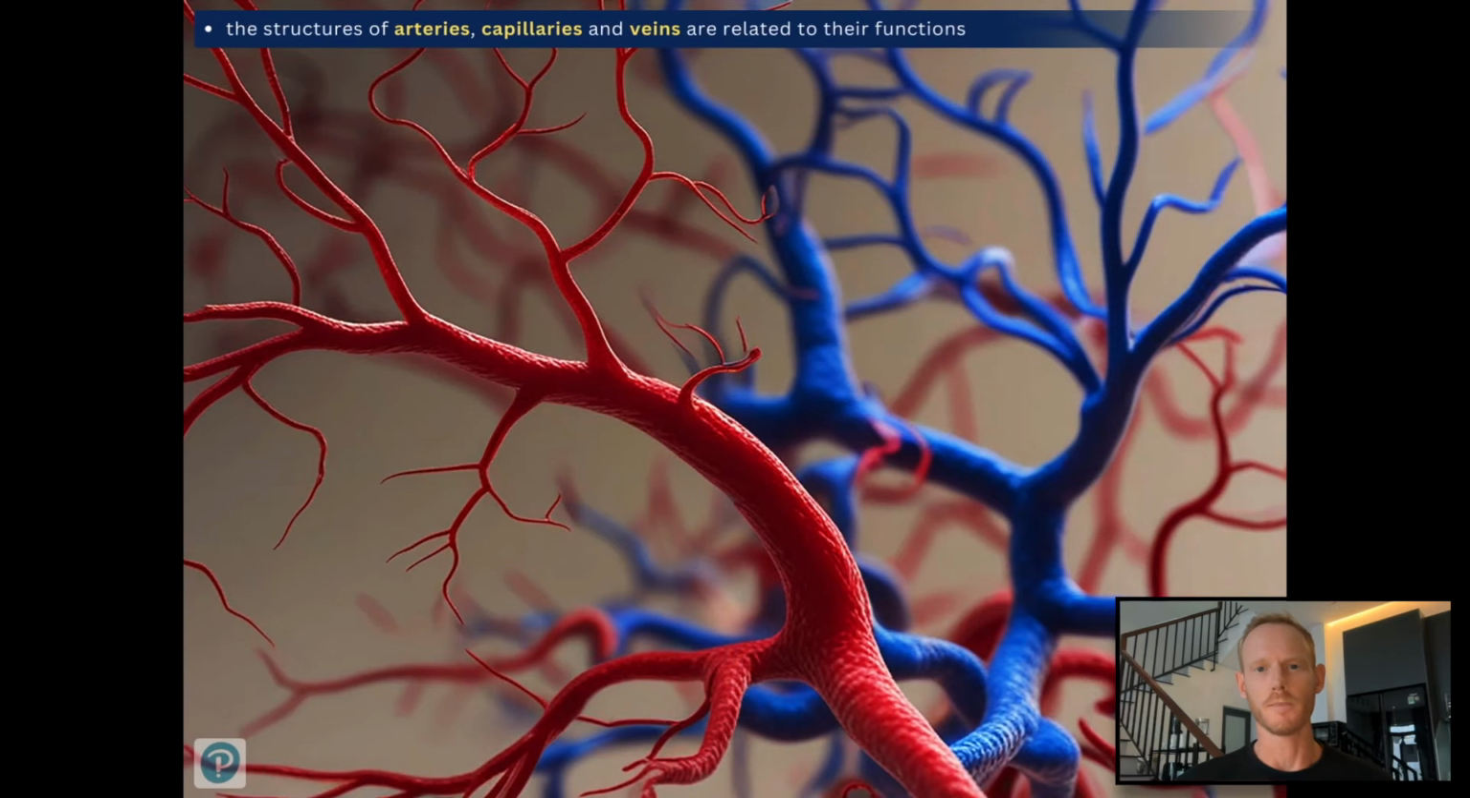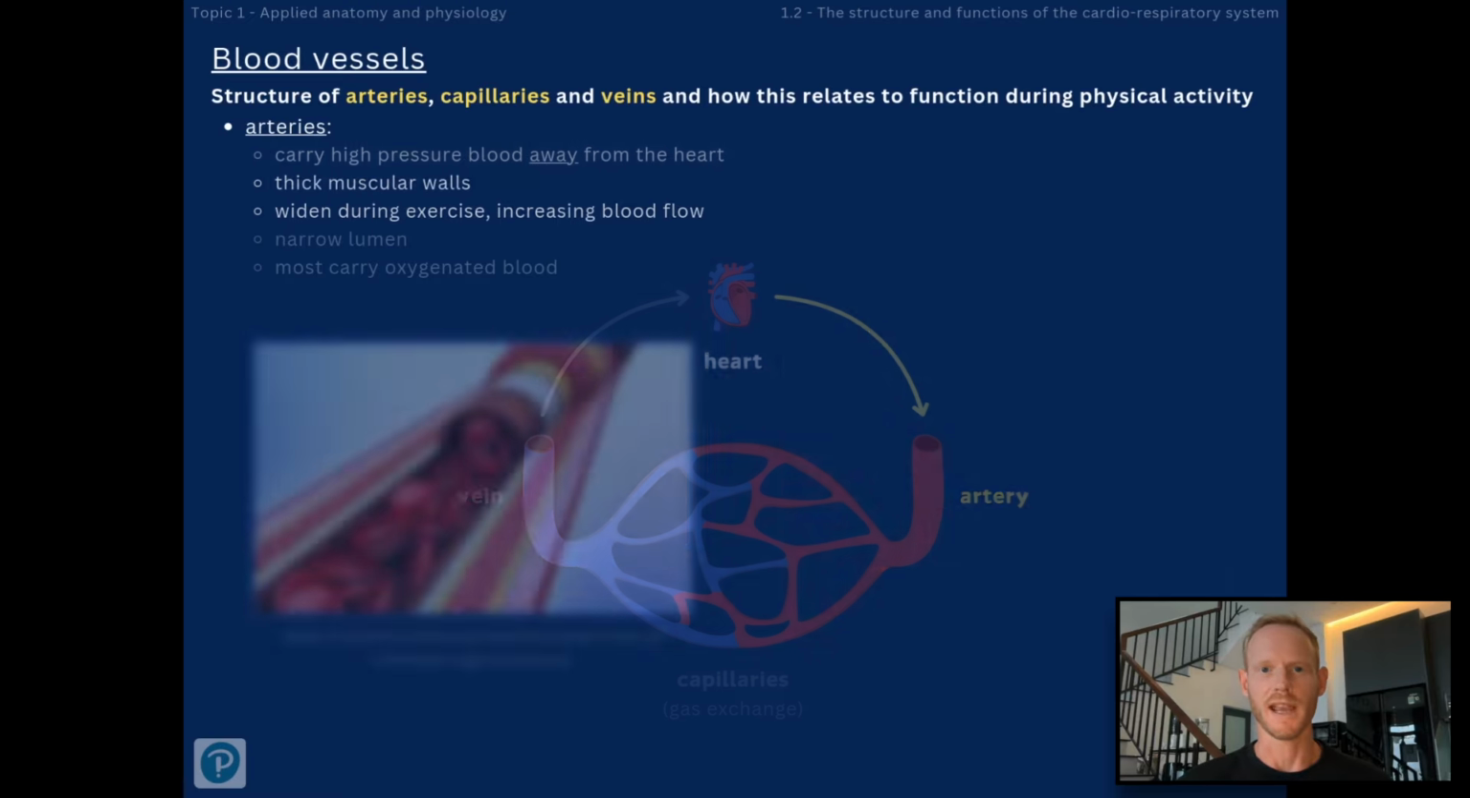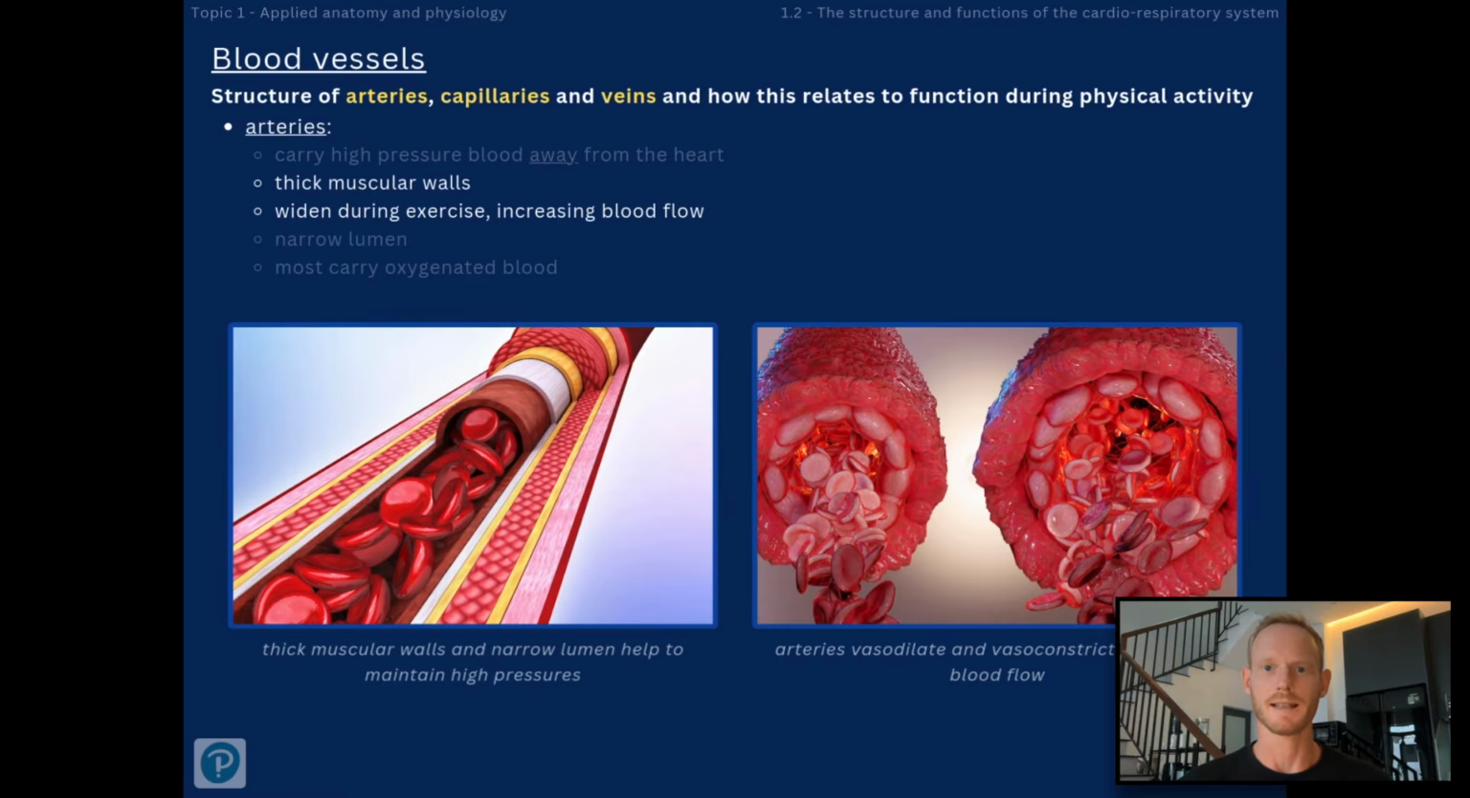You need to describe the structure and function of the main types of blood vessels. So arteries carry high pressure blood away from the heart to the organs and tissues. They have thick muscular walls with elastic fibres, which helps to maintain the waves of pressure generated by the heart and allows the vessels to widen during exercise, increasing blood flow to the working muscles.